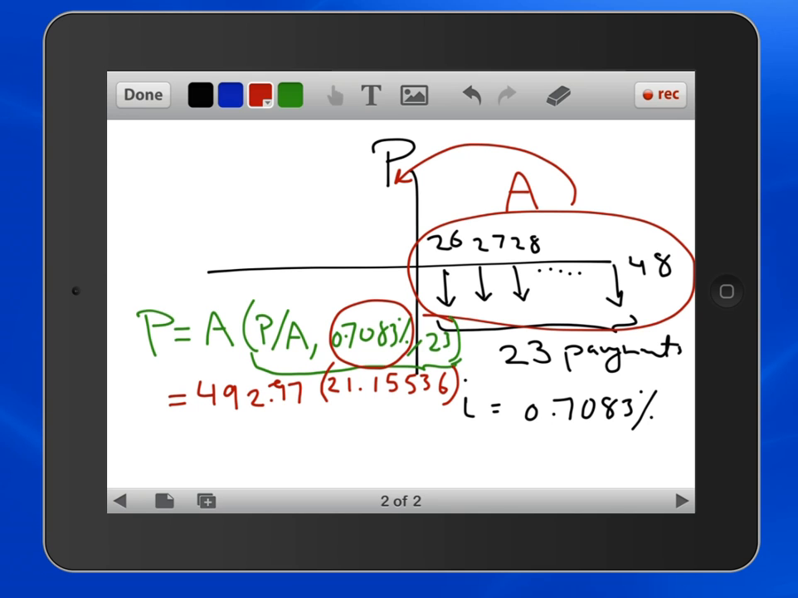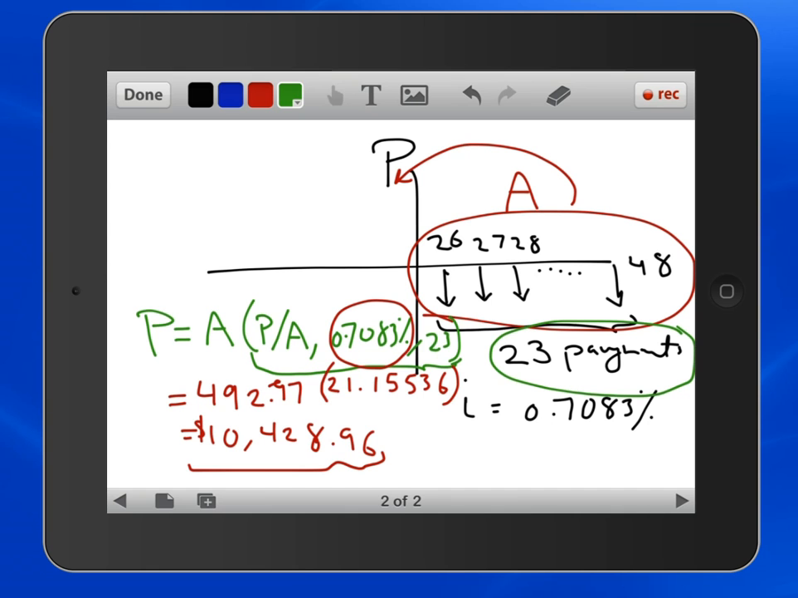So if you multiply that one with the amount, which is $492.97, you will get $10,428.96, and this is the amount that you need to pay now after paying 25 payments. So to own the car and to get rid of the 23 payments that are left on the account, you need to pay this amount here.